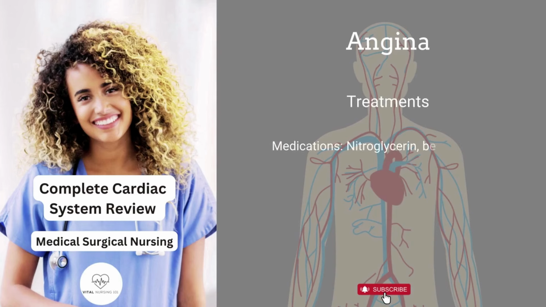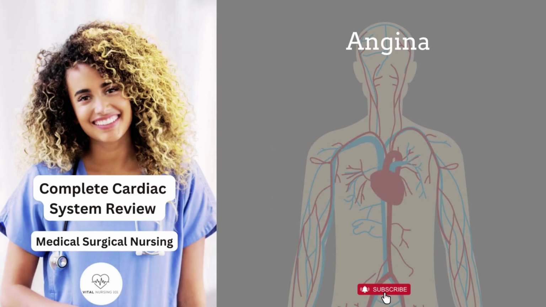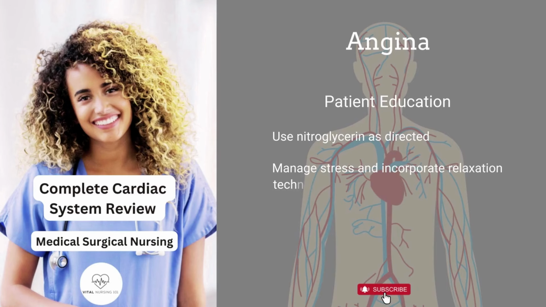Treatments are the following: medications include nitroglycerin, beta blockers, and calcium channel blockers. Lifestyle modifications involve diet, exercise, and smoking cessation. Surgical options include percutaneous coronary intervention or PCI, if the condition is severe. Patient education is the following: teach the correct use of nitroglycerin sublingually. Manage stress and incorporate relaxation techniques. Recognize when to seek emergency care for chest pain.